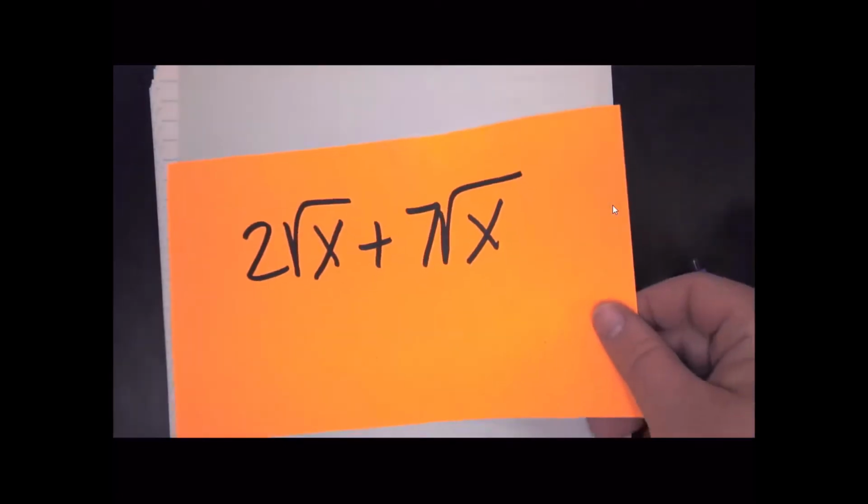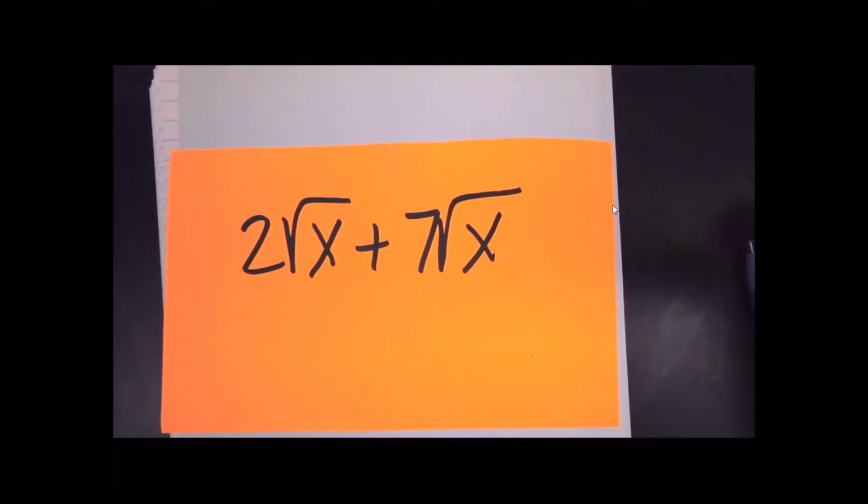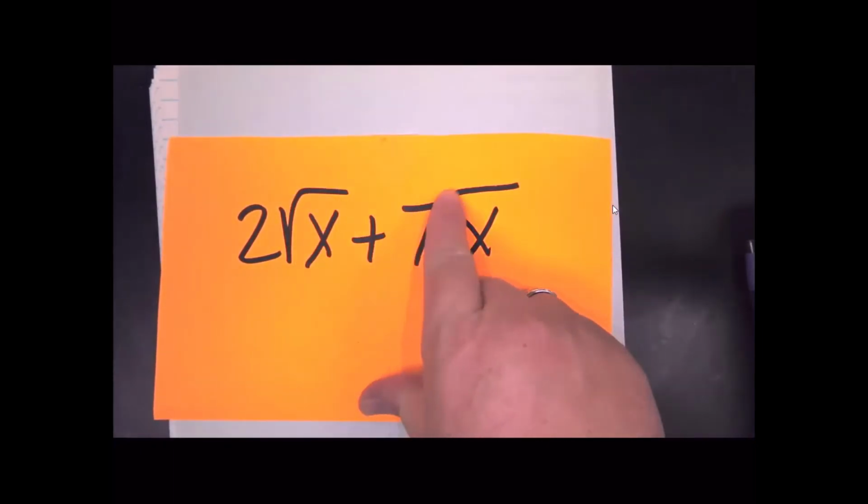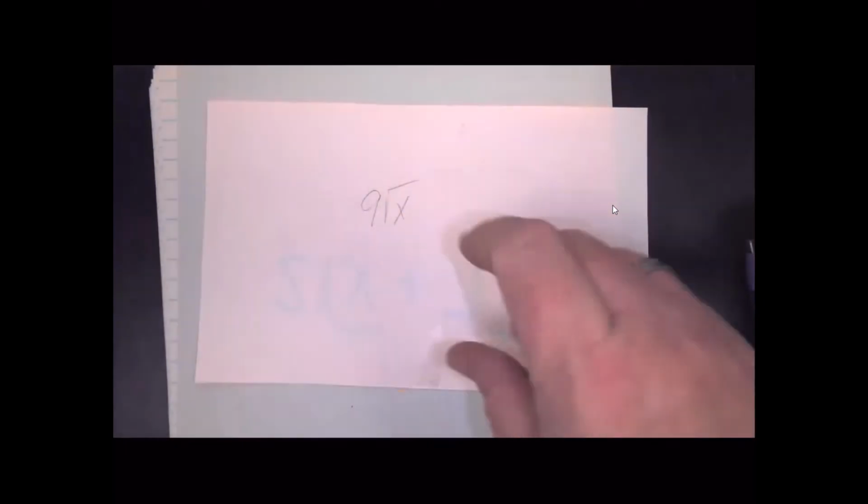Let's try this one. So 2 times the square root of x plus 7 times the square root of x. So we have altogether 9 square roots of x. These don't change. We also want to make sure that you have the same powers. And so that would be 9 square root of x. Okay.